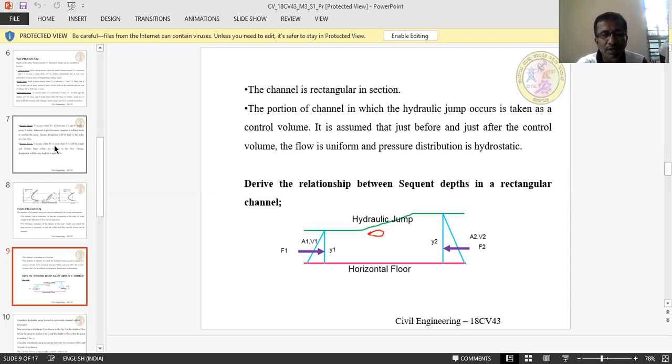If you see the figure, Y1 is the depth of flow before jump, Y2 is the depth of flow after the jump, A1 is the cross-sectional area at section 1-1 or before jump, A2 is the cross-sectional area after jump, V1 is the velocity of flow at section 1, V2 is the velocity of flow at section 2, F1 is the hydrostatic pressure force acting at section 1, and F2 is also the hydrostatic pressure force acting at section 2. So the net force is F1 minus F2, the difference between F1 and F2, acting on the control volume.